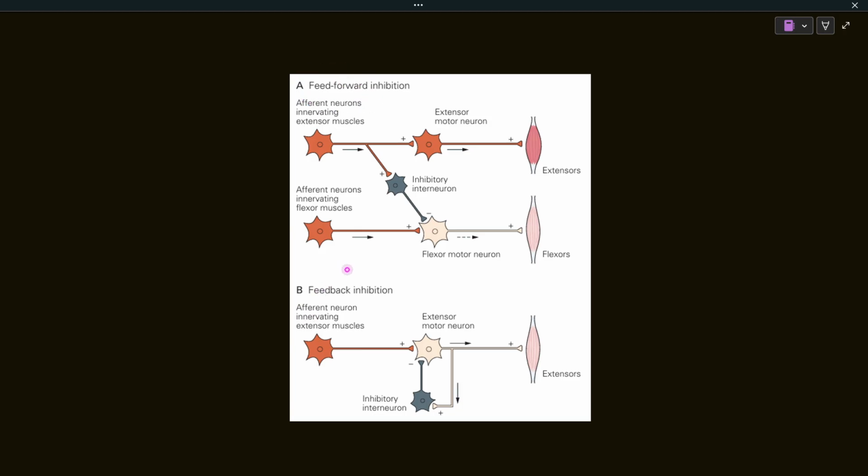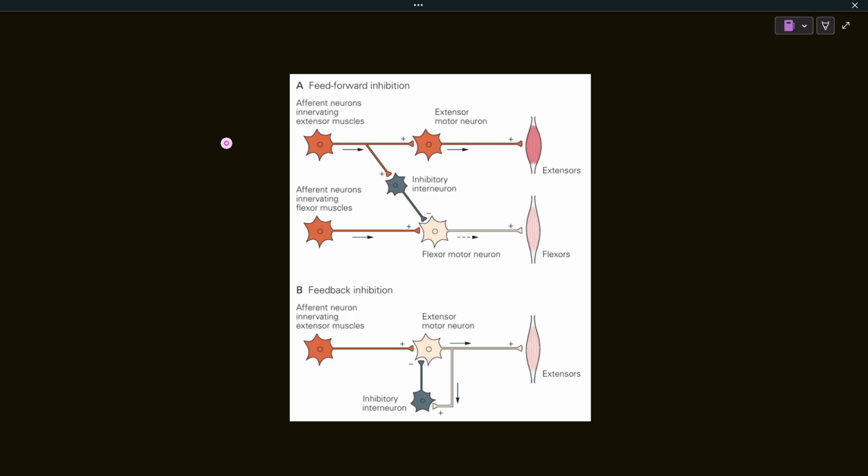But on the contrary, feedback inhibition is inhibition in the true sense, because it is inhibiting the same movement which is meant to happen, so that overstimulation does not occur. Let me explain it in a different way. So in the feed forward inhibition, what happens is that there will be afferent neurons which are going to conduct the information from the periphery to the central nervous system.